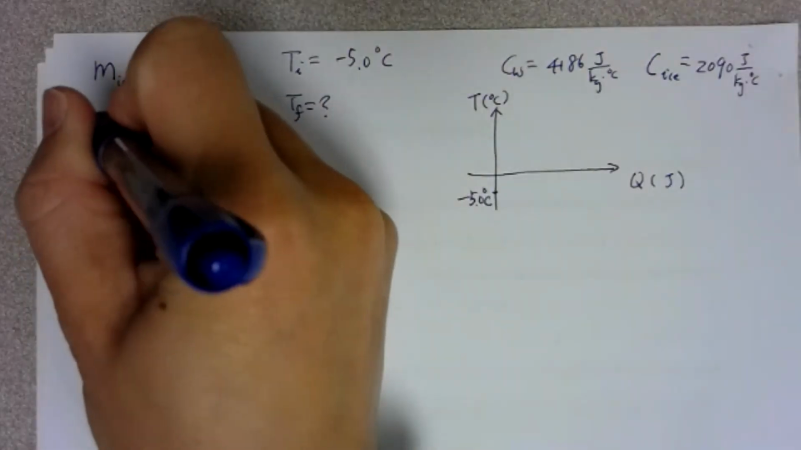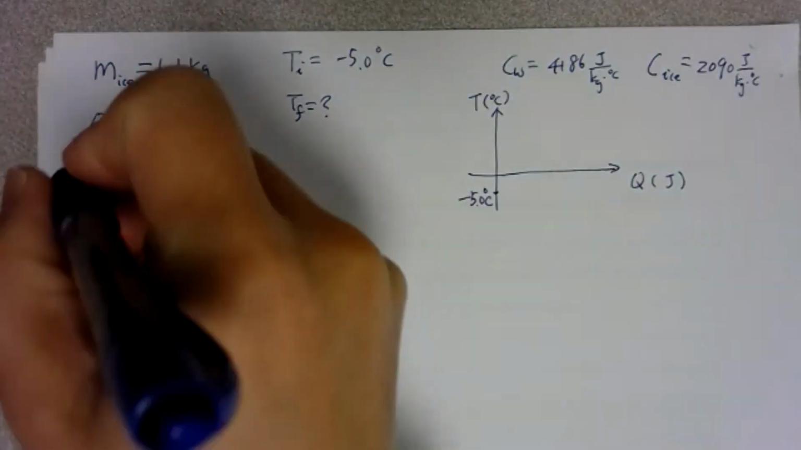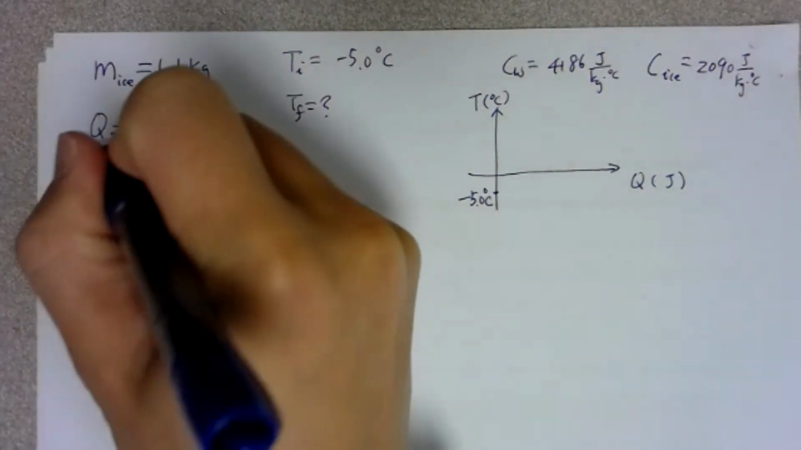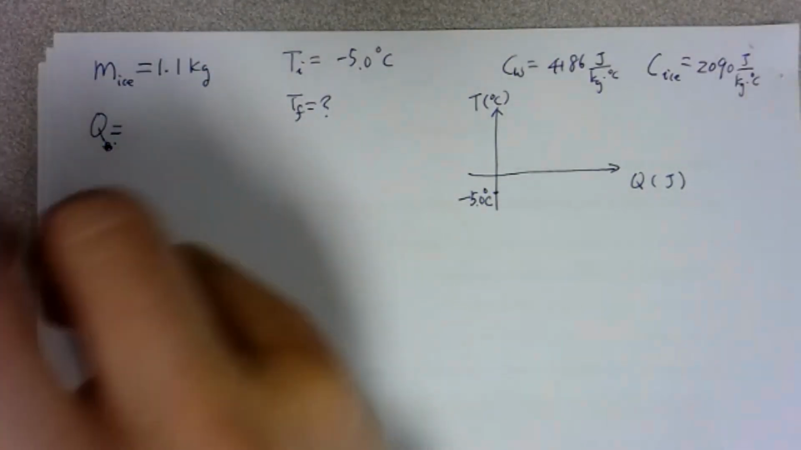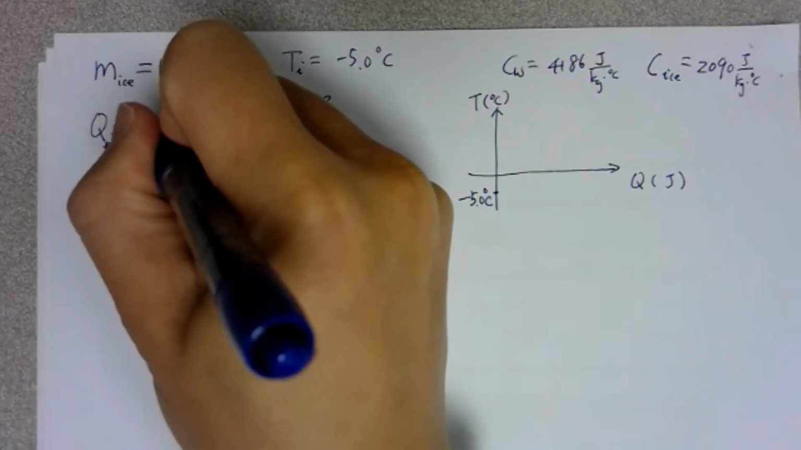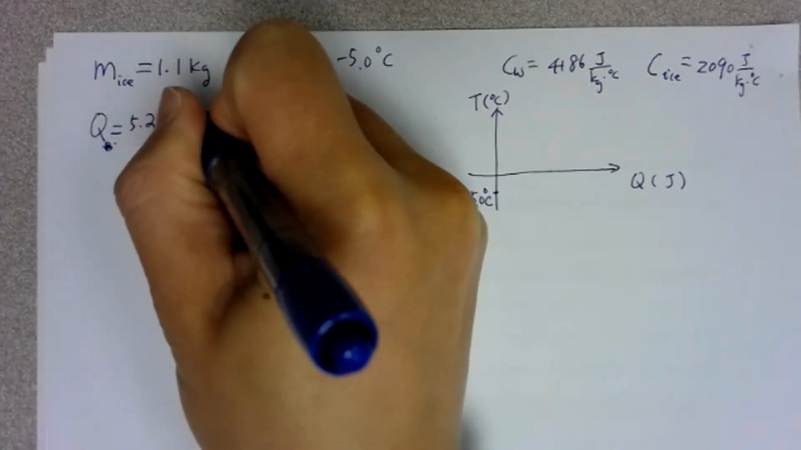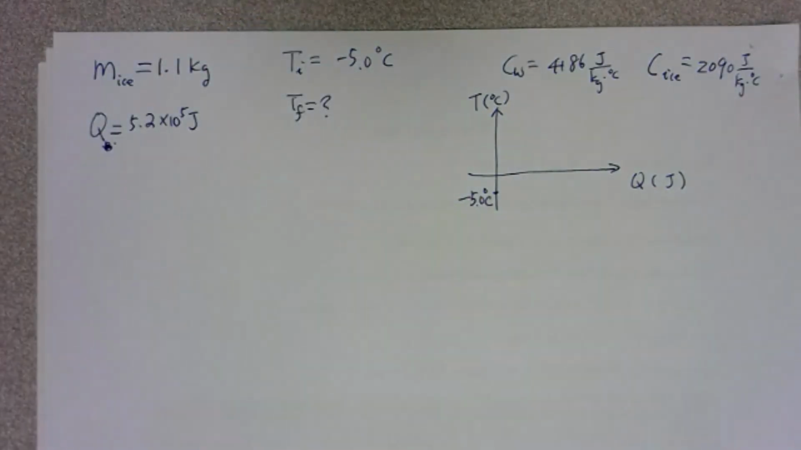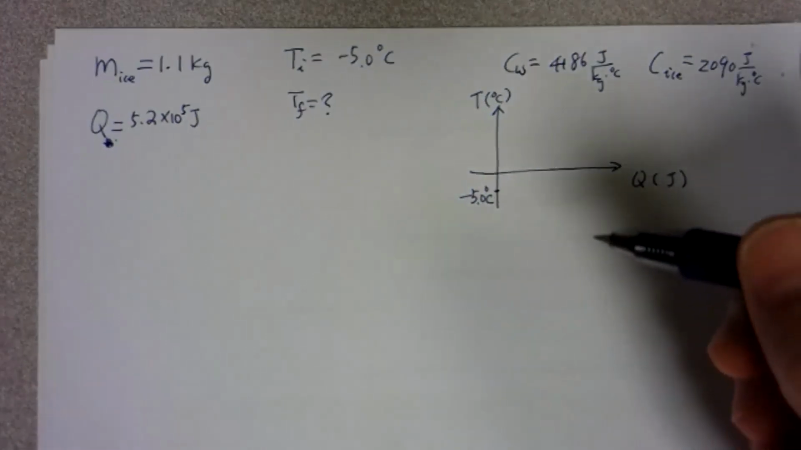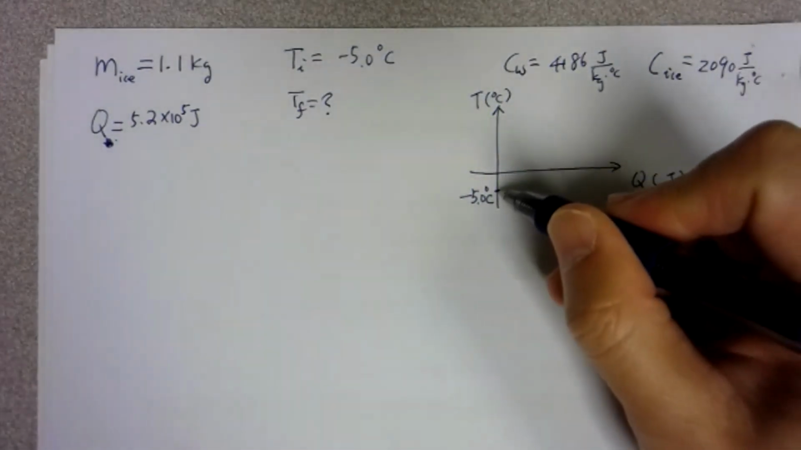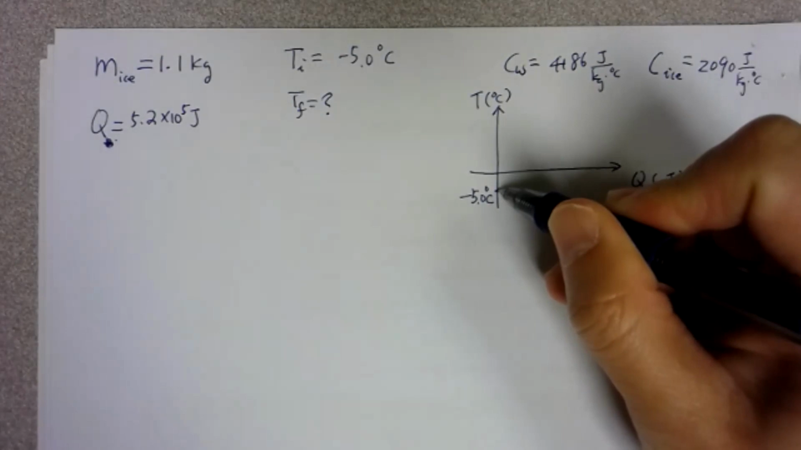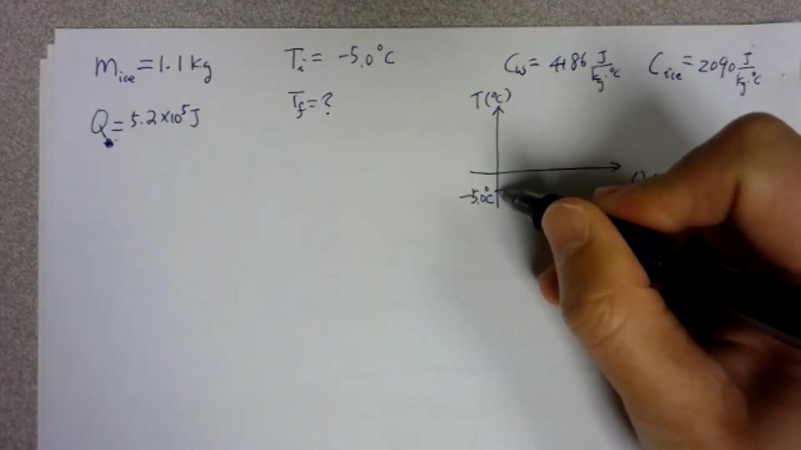I'm going to write it down. Total heat added, Q total, or I'm going to say Q added, 5.2 times 10 to the fifth joules. That's the total amount added, or you can say Q subtotal. So you can see now you have ice, right? Because you add heat, the temperature of ice will rise.